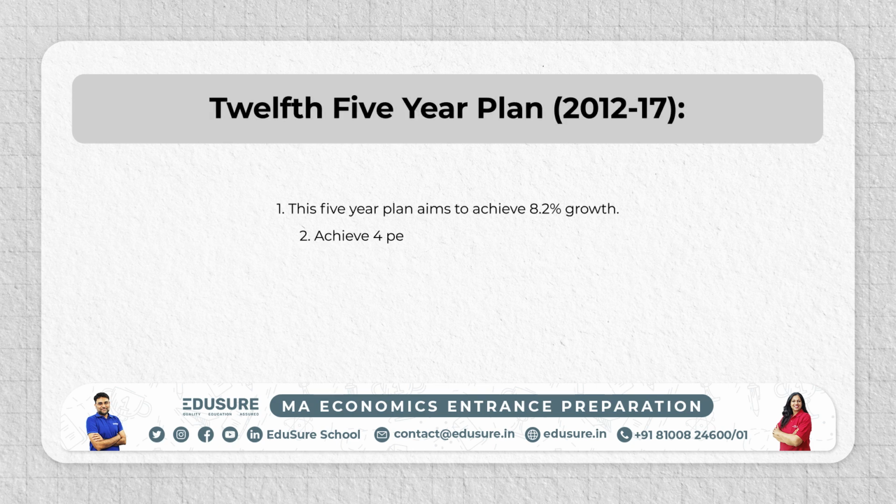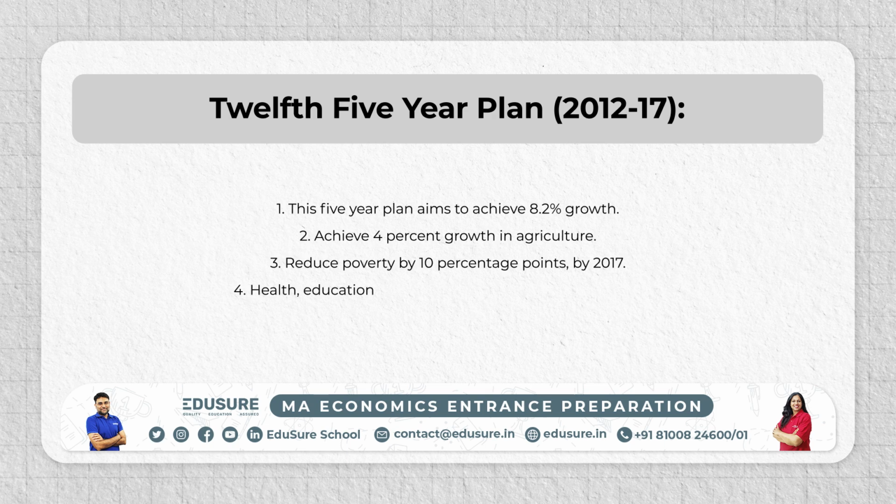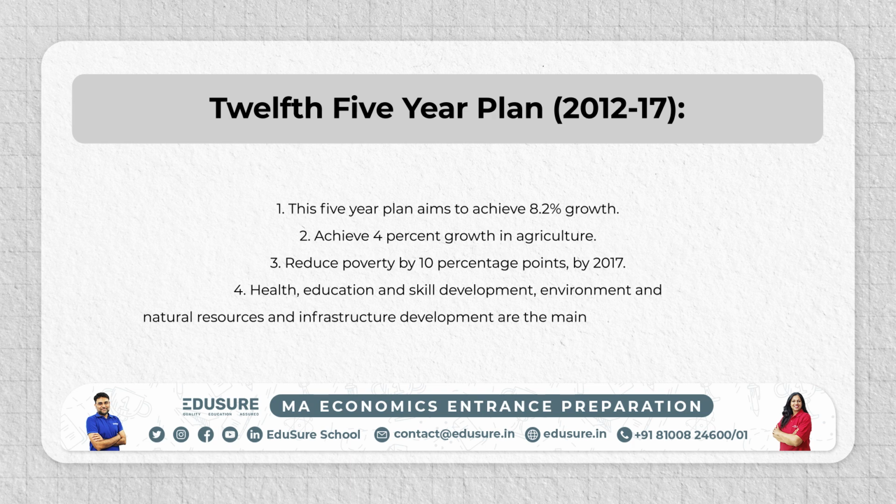Twelfth Five-Year Plan, 2012 to 2017. This Five-Year Plan aims to achieve 8.2% growth, achieve 4% growth in agriculture, reduce poverty by 10 percentage points by 2017. Health, education and skill development, environment and natural resources and infrastructure development are the main focus areas of this plan.